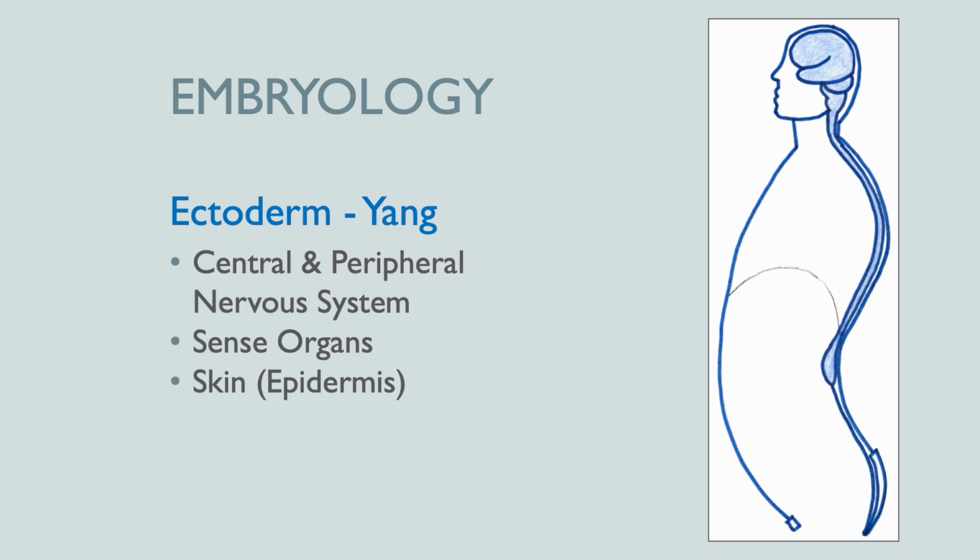Now we can visualize the trilogy of the human body. The ectoderm creates the central and peripheral nervous system, sense organs, and epidermis of the skin. It is more mobile, packed with energy, and located more on the outside of the body. The yang energy of the ectoderm governs and regulates the body.